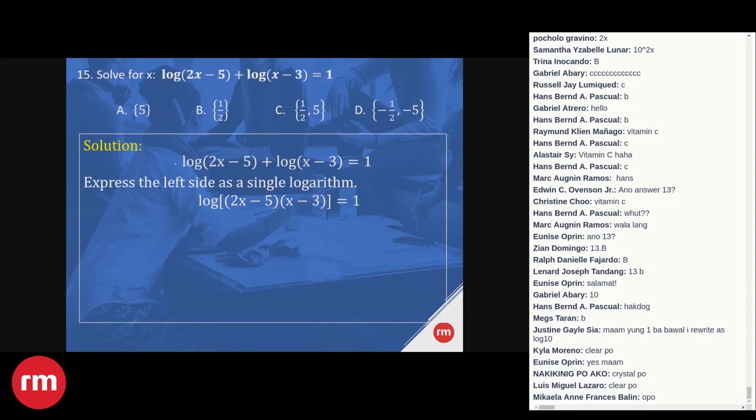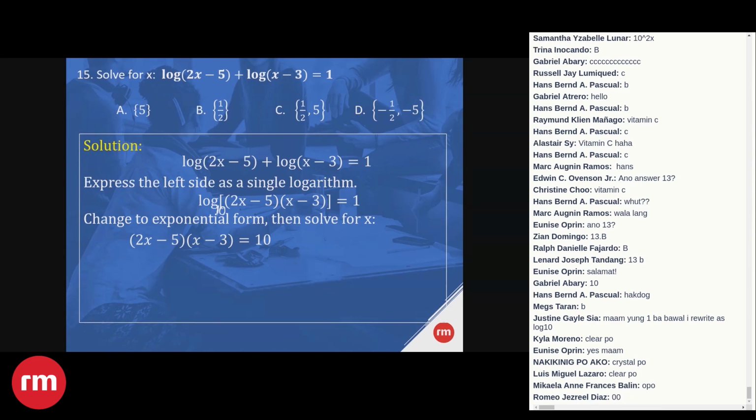Then after that, i-transform. Again ha, remember that the base is 10. So lagyan natin dito ng 10 para may guide kayo sa transformation. So if we transform this one to exponential form, this will be 10 raised to 1 equal to the argument 2x minus 5 times x minus 3. So base raised to 1, that's why you have 10 here, equal to the argument 2x minus 5 times x minus 3. So nung ginawa natin siya exponential form, good thing, hindi na siya exponential kasi ito ay quadratic na polynomial. So you just expand and simplify. Then finally, you will have the polynomial 2x squared minus 11x plus 5. Then you do factoring. So finally, you will get the values of x, 1/2, and 5.